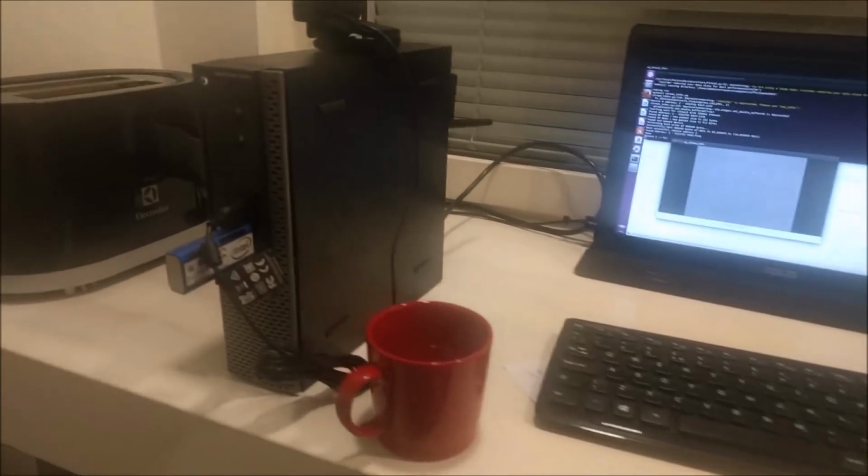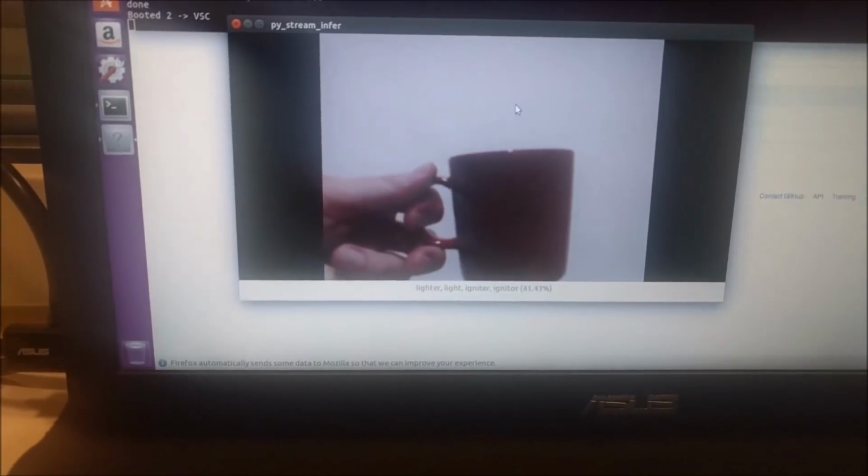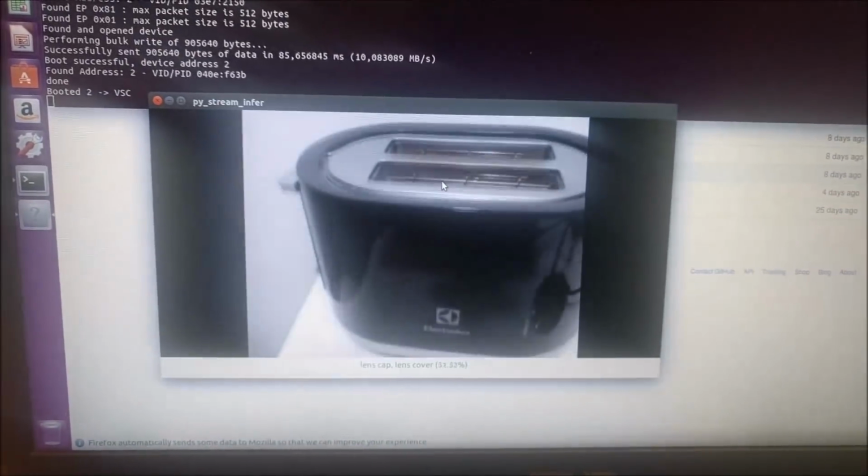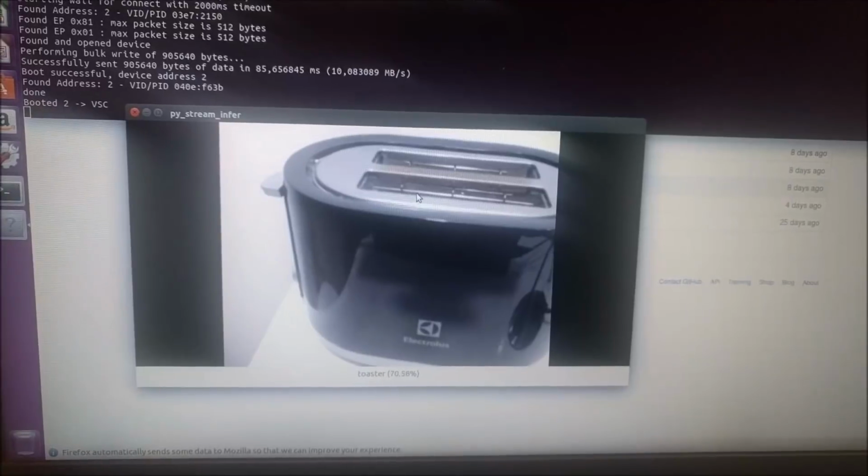Hello, I'm trying this Intel's new Movidius stick after a lot of installation issues and other problems. There's a small demo working with the web camera, and it's supposed to detect. Now it's thinking lighter. Okay, let's try something else the other way around. Cup. It detects it's a cup with the same percentage. Okay, next we will try the toaster. Let's see if it recognizes that one. Toaster. Yeah, that's a toaster.